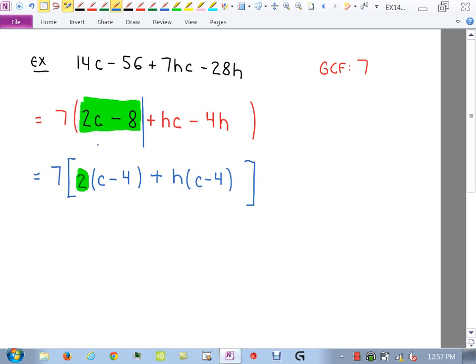So this creates that. And then match it, and then try and come up with this right here. And then this will match. You can check it. H times C is HC. What's H times negative 4? Negative 4H.